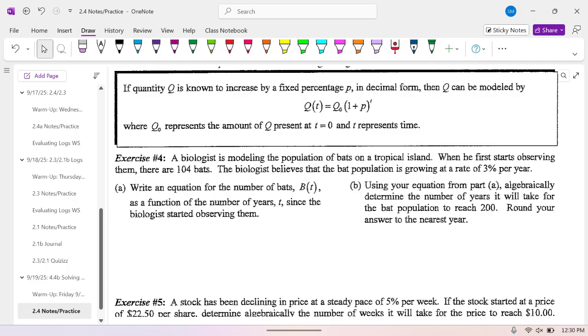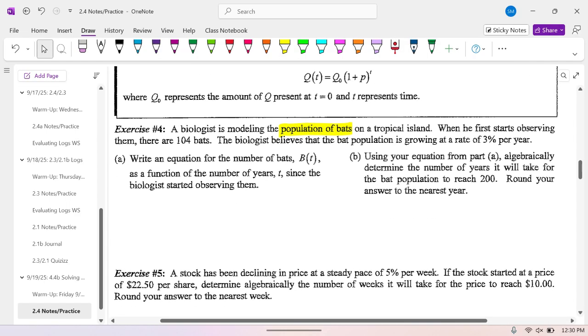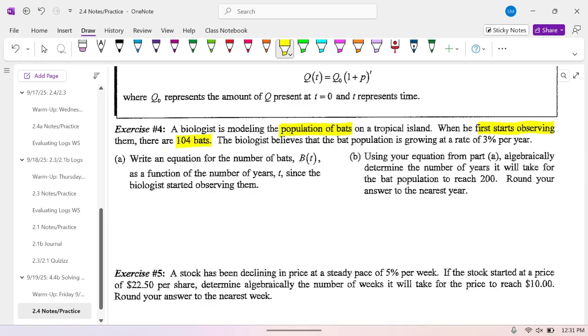All right. So we're just going to do a pretty straightforward one. So a biologist is modeling the population of bats on a tropical island. When he first starts observing, there are 104 bats. The biologist believes that the population is growing at a rate of 3% per year. So, would this be an exponential growth or exponential decay problem? Definitely growth.